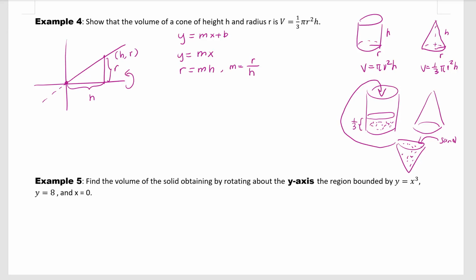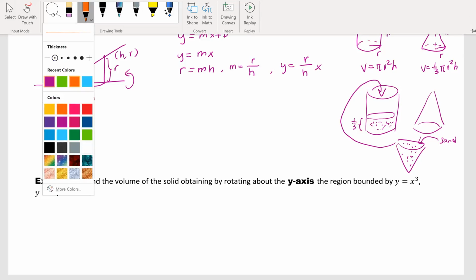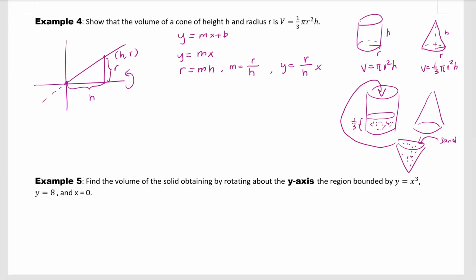Remember, R and H are just constants, they're parameters. So in this case, y equals R over H times x. So this is the line. So far, so good, everybody? Now, what do we do? See, my cucumber looks like this, so I cut it this way.